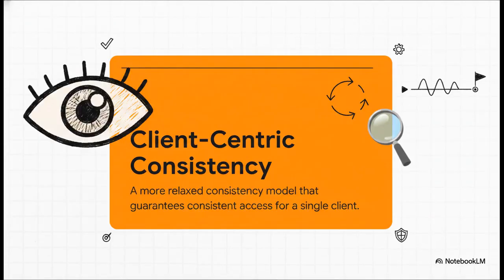Okay, so that's the big picture. But what if we zoom in a little? That's where client-centric consistency comes in. This idea is a bit more personal. It asks a different question. What if we only need to guarantee consistency from your perspective? For the single person or application making the request. As long as the data you're seeing doesn't do anything weird like go backward in time, maybe that's all the consistency you really need for your session.